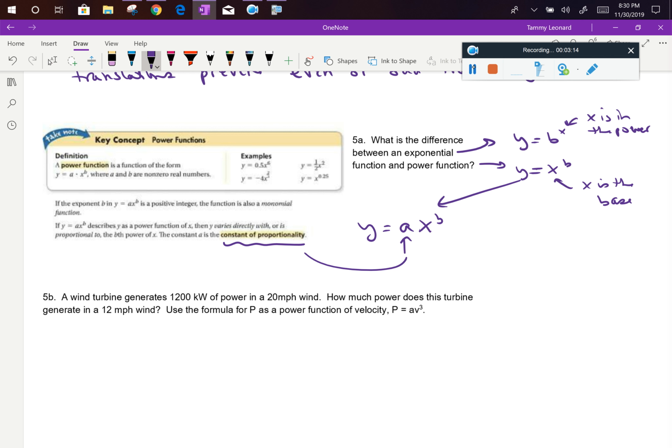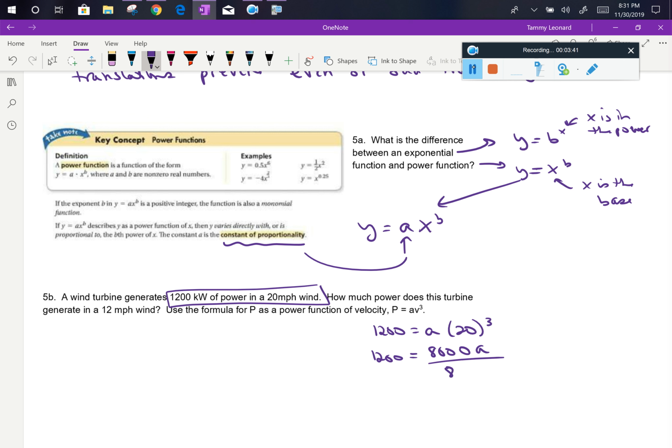So P is power and V is velocity. So we start with a pair of information that we know. We know that a power of 1,200 kilowatts can be generated in a velocity of 20 miles per hour. So if I think of 2 cubed as being 8, then 20 cubed would have to be 8,000. So I have 1,200 equals 8,000 A.